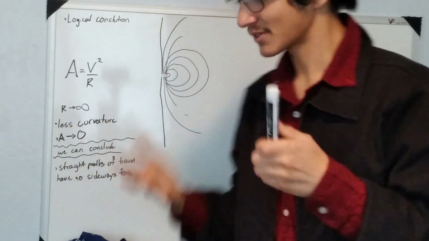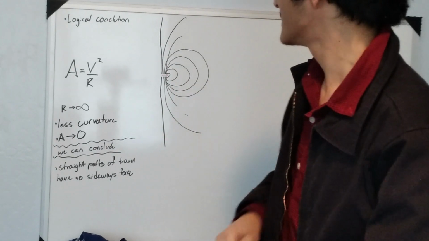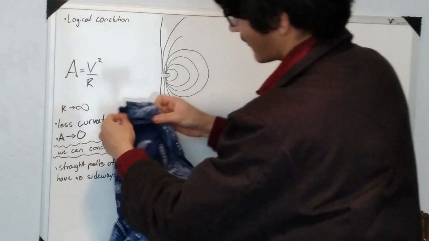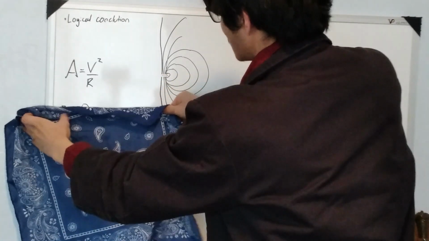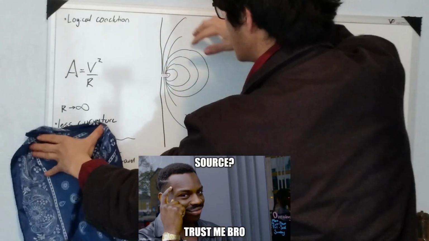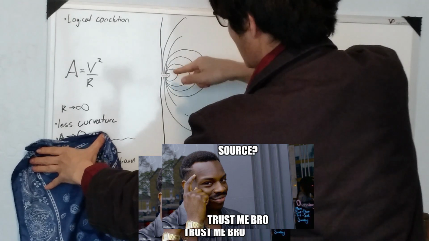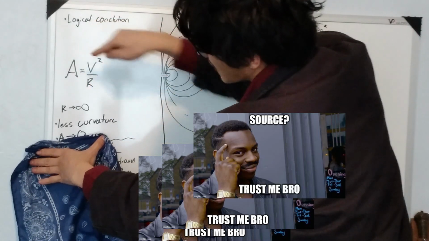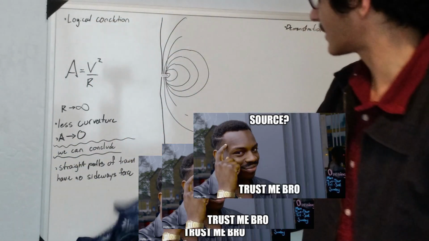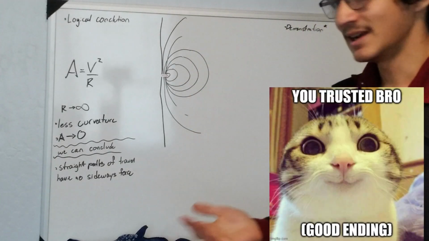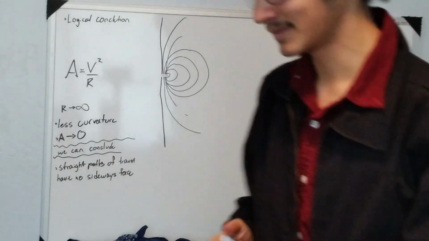Let's try to do this logical conclusion thing in a sense. So if A is equal to v squared over r, what would happen if r approached infinity? Well, as the radius got larger and larger, the curvature would be less and less. And if r approached infinity, this number got larger, this number would be a lot smaller. So we can logically conclude that straight paths of travel have no sideways acceleration. And that just makes sense. So just a cool thing to think about. Logical conclusions.